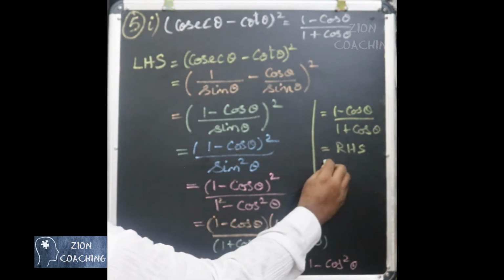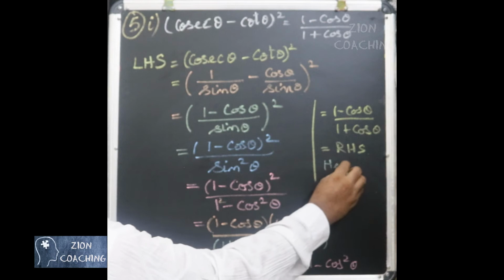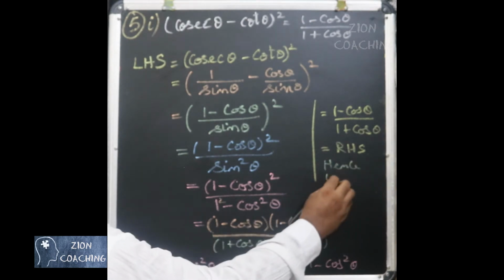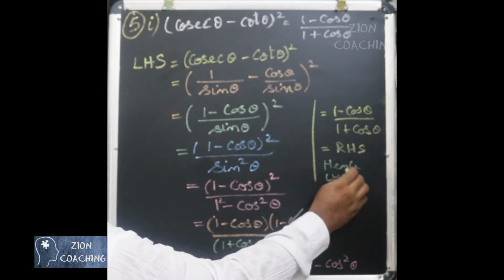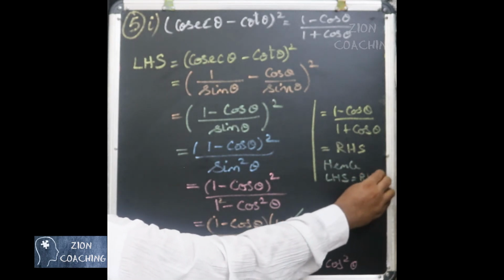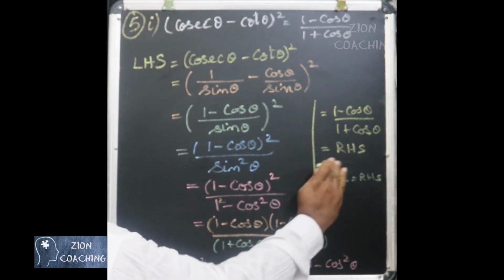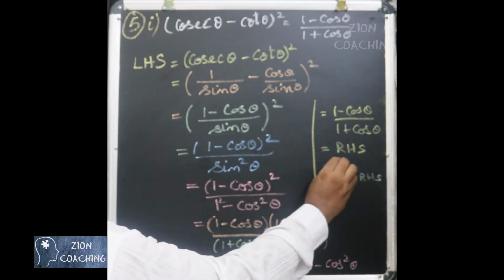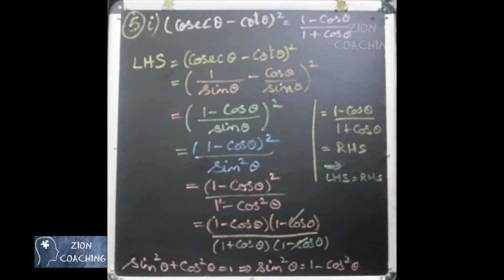We can write this as, or just to put, implies LHS is equal to RHS.